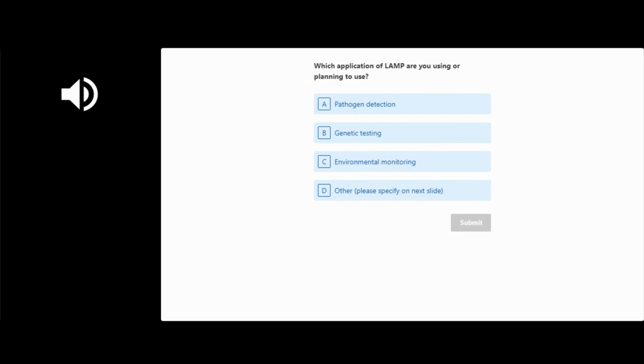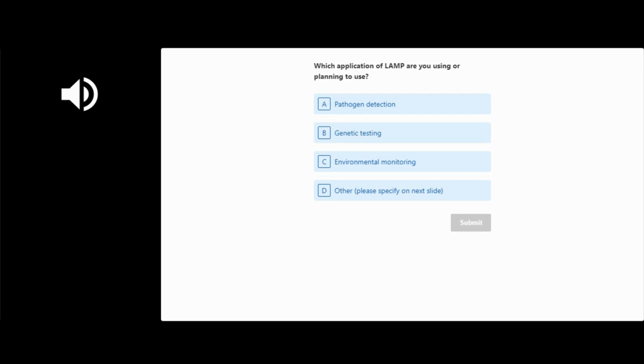Thank you, Gintarė. This brings us to our first poll question. Which application of LAMP are you using or planning to use? Please select one of the answers. A, pathogen detection. B, genetic testing. C, environmental monitoring. Or D, other. And if you choose other, we'll give you an opportunity to specify on the next slide.